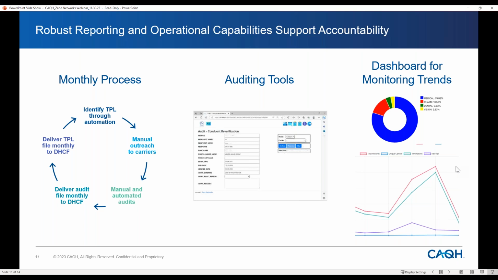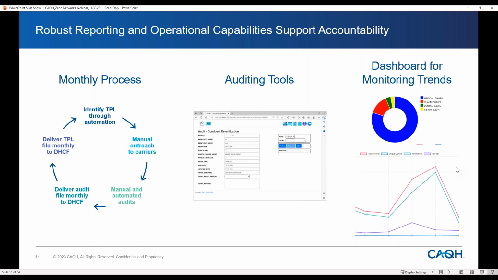So the district is a monthly process. I know different Medicaid organizations may do it more frequently, but essentially what happens is the MMIS vendor delivers to us the TPL file monthly, and we identify the TPL through that automation, as I said, to the various carriers through CAQH and a few other connections. We also have the ability to do manual outreach to carriers, although our mission is to try to avoid that as much as possible.